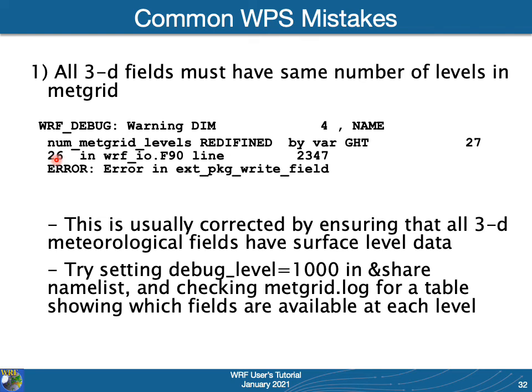The easiest way to debug this problem is to set a hidden namelist option, debug_level, to a large value, perhaps 1000, in the share namelist group before rerunning the metgrid program. Then, in the metgrid log file, there will be a table showing which fields were found at which levels, and from this table, it should be obvious which fields were missing vertical levels.